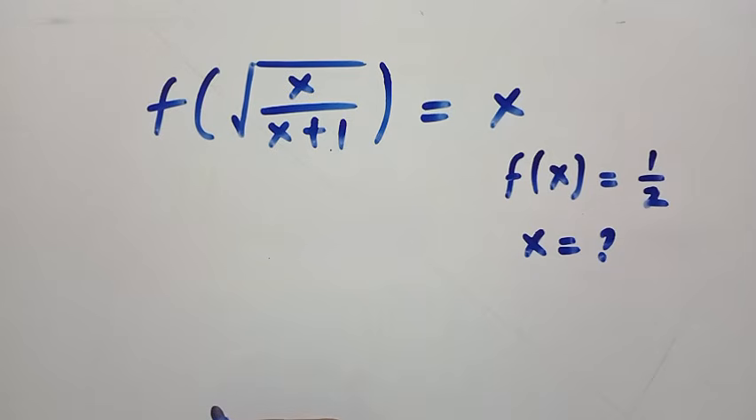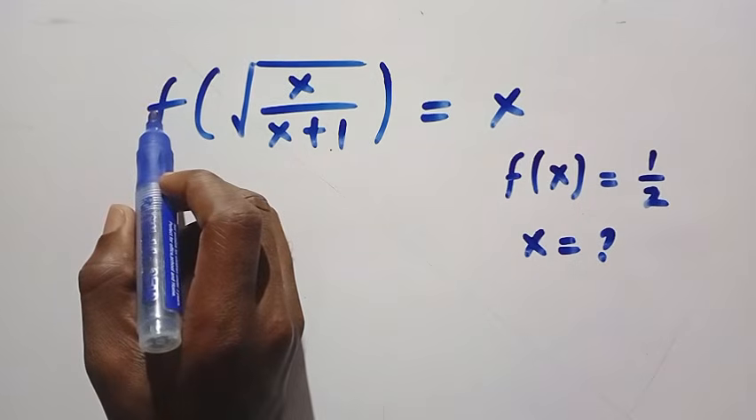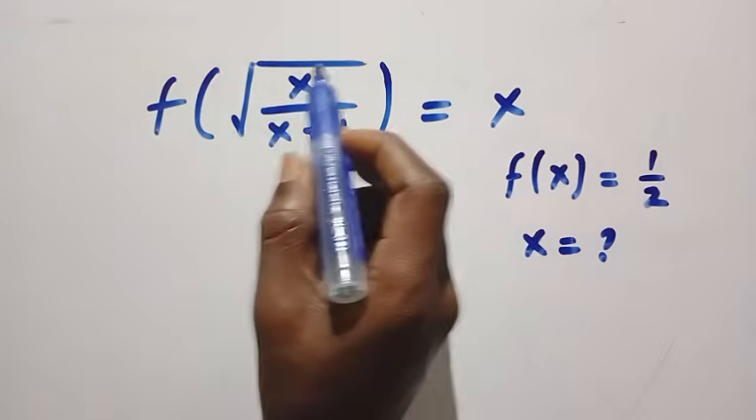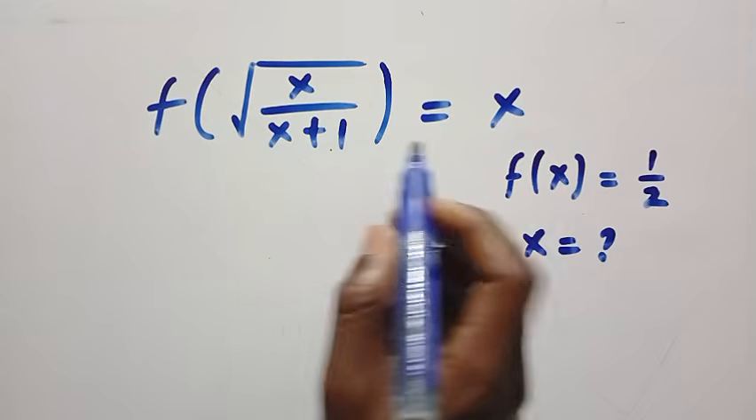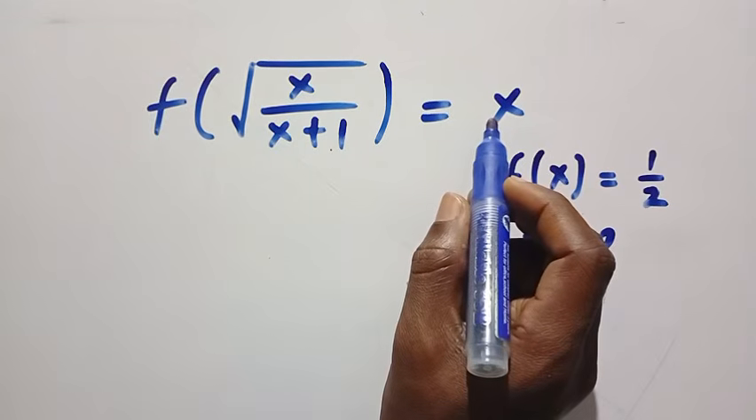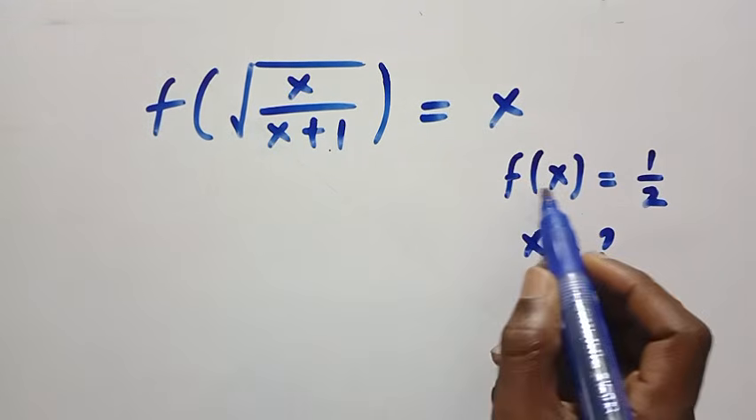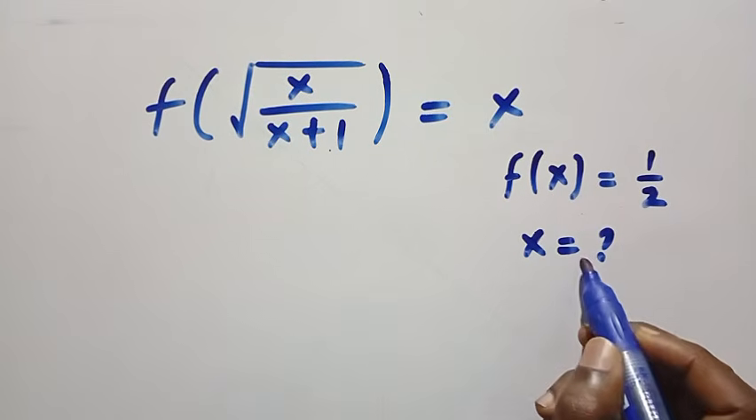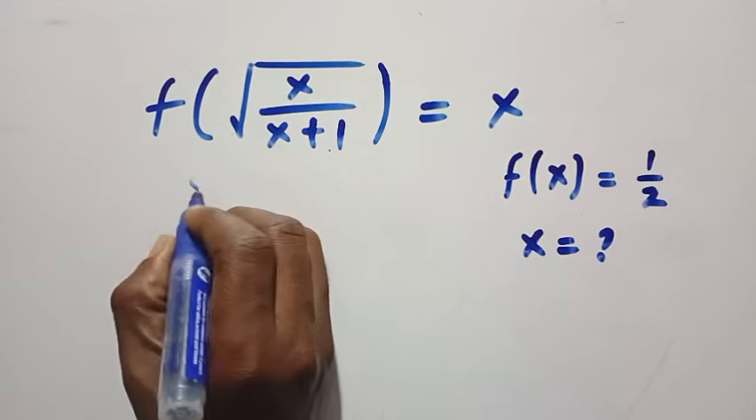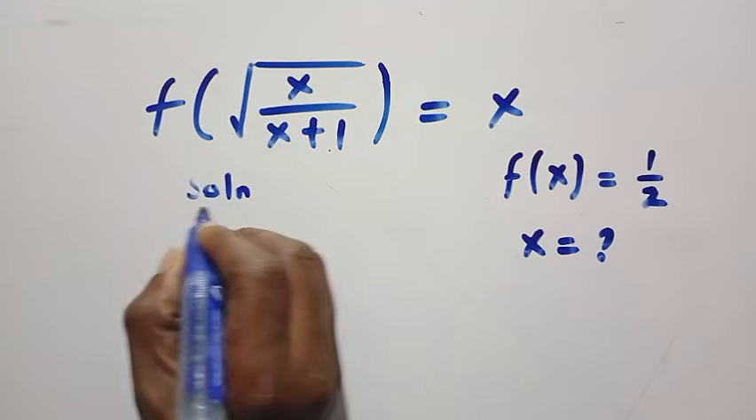How to solve these nice functional equations: given that f of square root of x over x plus 1 equals x, if f of x equals 1 over 2, what is x? We start with the solution.